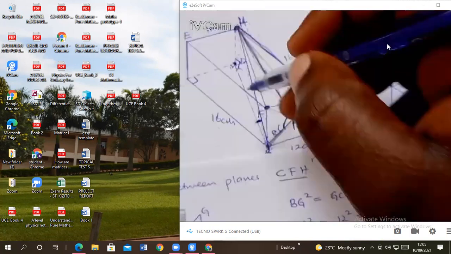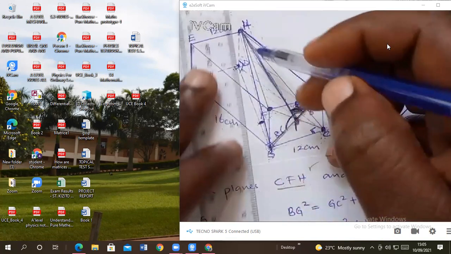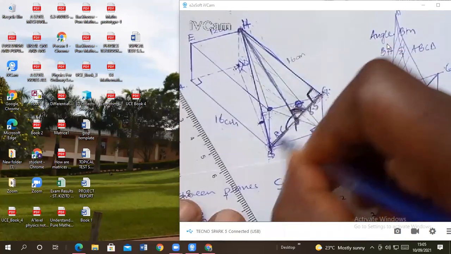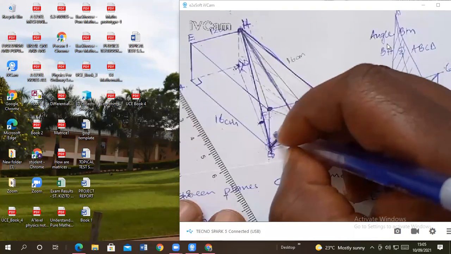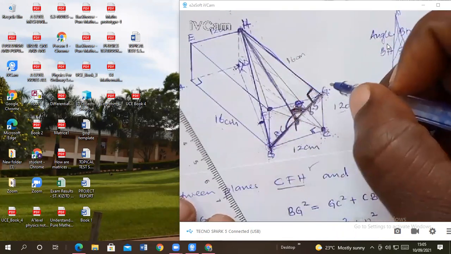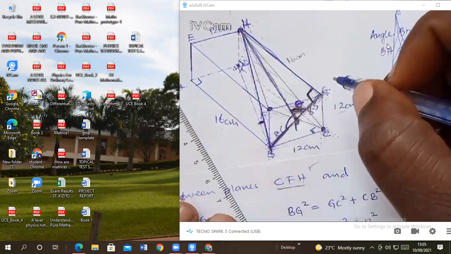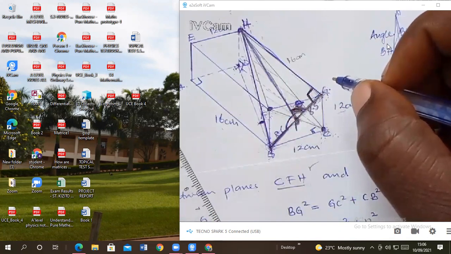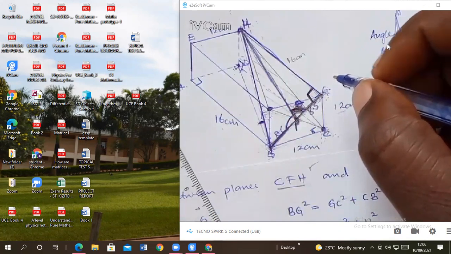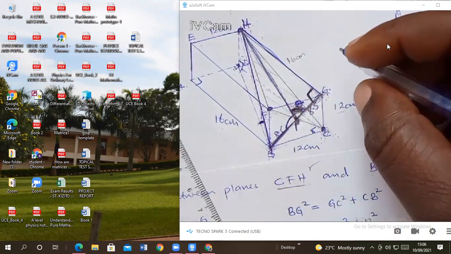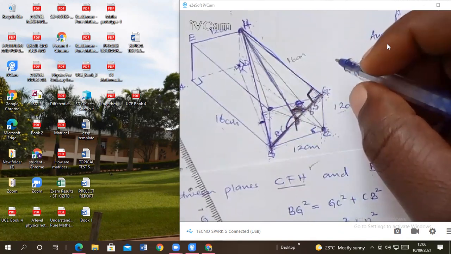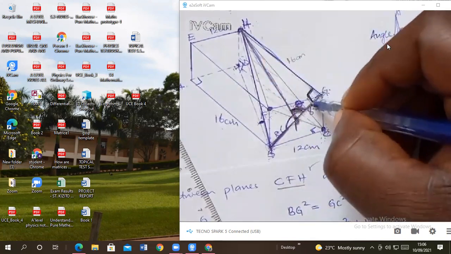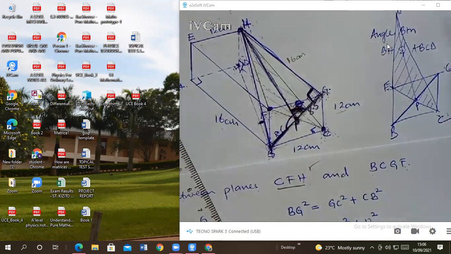But what you should know is that the angle between this line here and this line here is not 90 degrees. No, it is not. So you are going to use the cosine rule. And that is the hardest way to get the answer. So it's better you use this one, whereby this one is already 90 degrees.